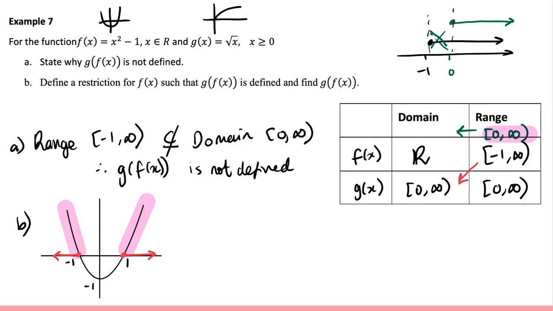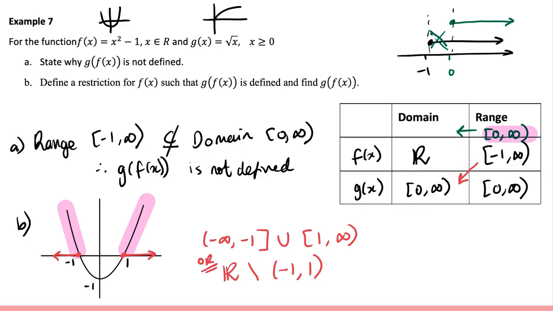There's a couple of ways that you can write it. You can write that I want from -infinity to -1, or from 1 to infinity, and you include those endpoints. Or the other way you can write it is that we want every real value except for the values between -1 and 1, not included though, because I do want the values of -1 and 1. Either one of these will work, but those are the x values that I'm allowed to have in order to get the range that I want, which is all the positive values.